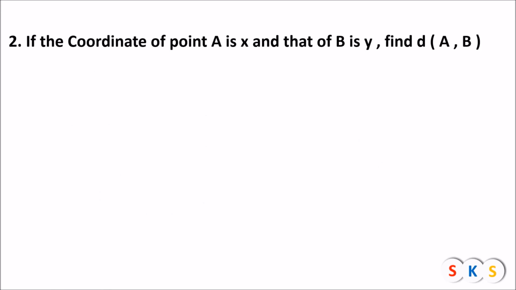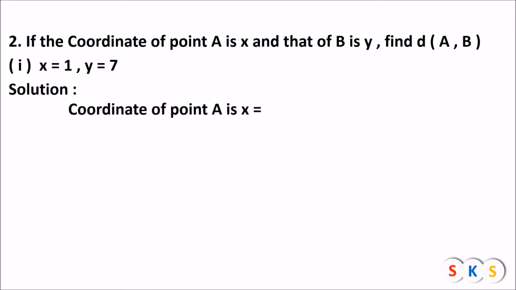Now here we have the next question, question number 2. If the coordinate of point A is x and that of B is y, find the distance between A and B. The first one is x equals 1 and y equals 7. So what is x? It's the coordinate of A. So the coordinate of A is here 1. And what is y? It's the coordinate of B. It means the coordinate of B is 7.